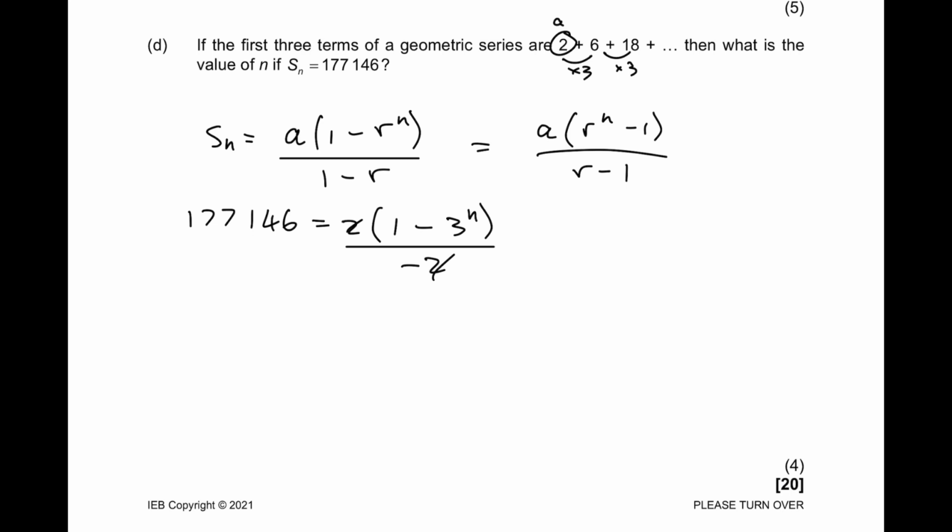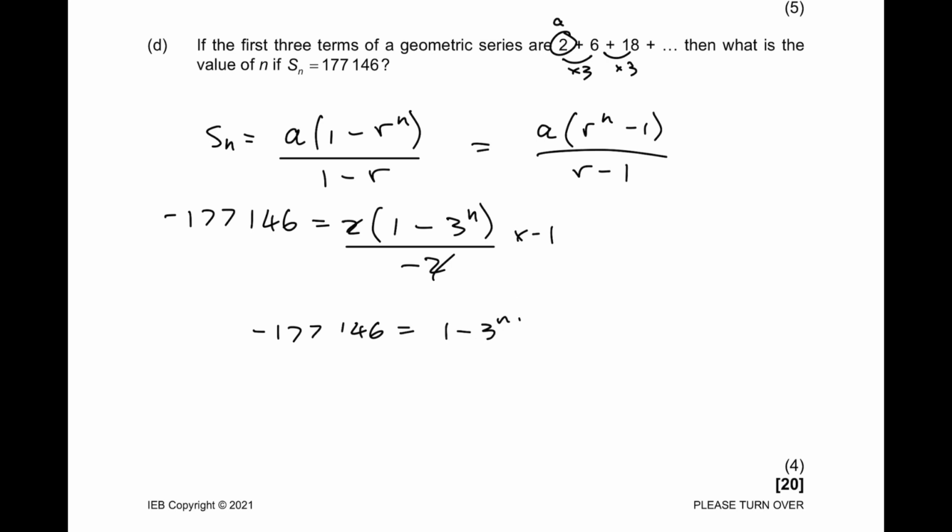And then I can multiply this right-hand side and this left-hand side by negative 1 to get rid of this negative. So multiply it by negative 1, and then that becomes a negative. So let's rewrite this so it's not so messy and easier to think about. We have minus 177,146 is equal to 1 minus 3 to the n. But now, of course, we're distributing this negative into this bottom negative, so this remains as 1 minus 3 to the n.